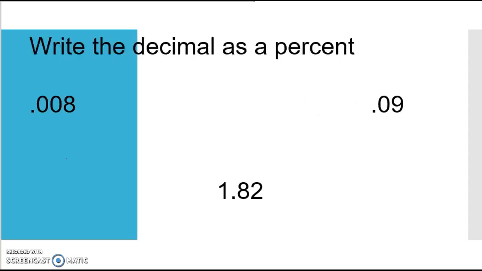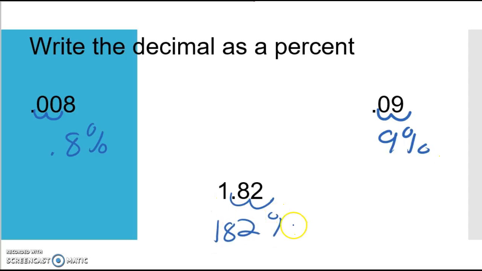Alright, so for all of these ones, we're doing it backwards now. We're writing the decimal as a percent. So when we did it the other way, we moved 2 to the left, so now we're going to move 2 to the right. 1, 2. So now we have 80%, and then we're going to put a percent on the end of it. Here we have 9%, and here we have 182%.